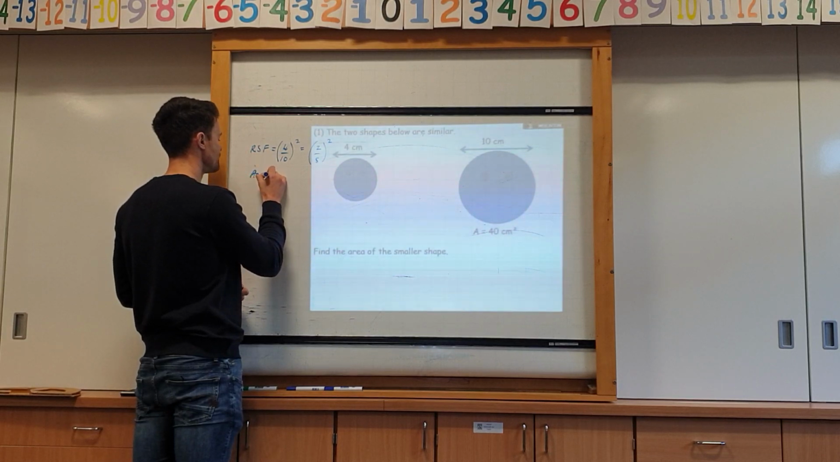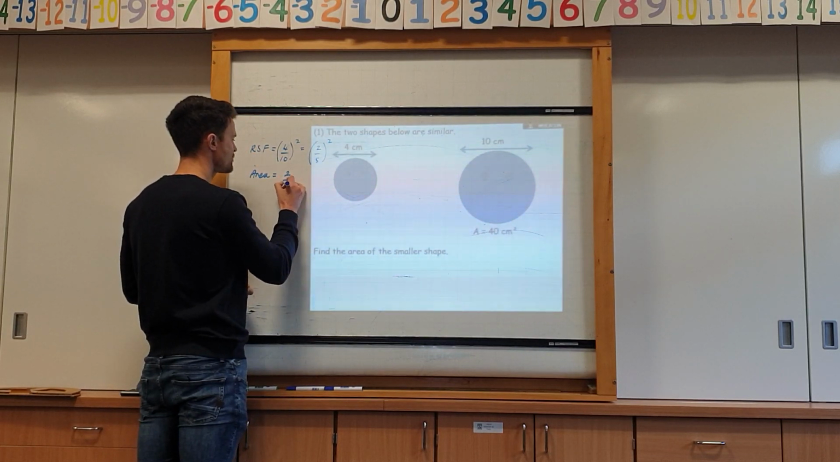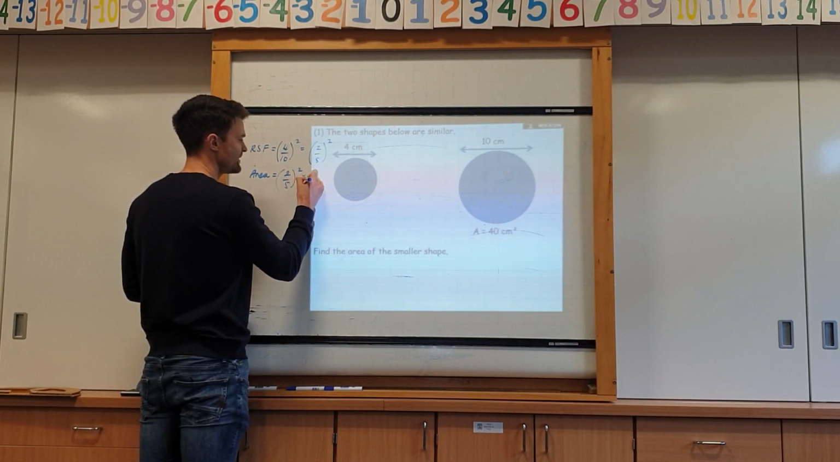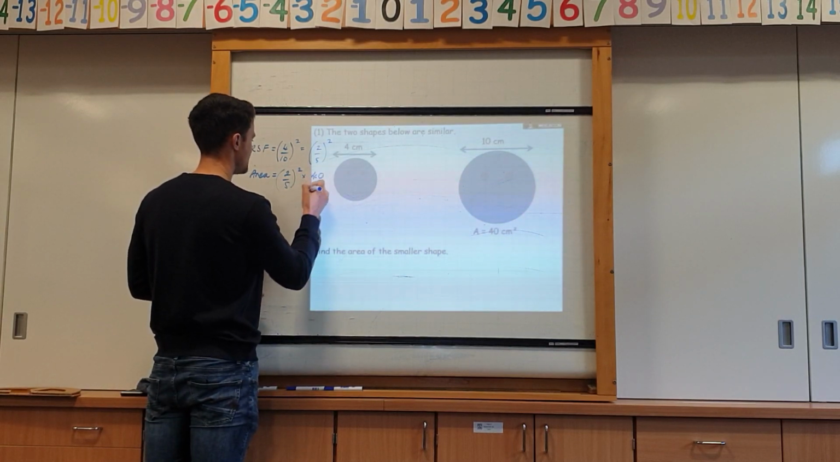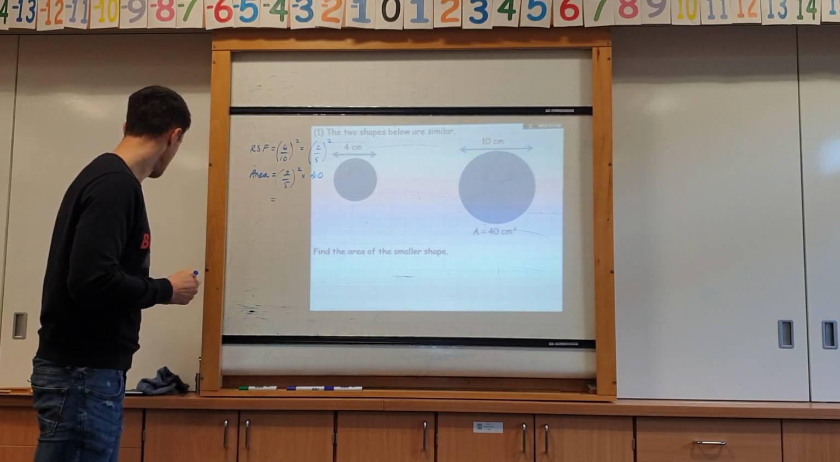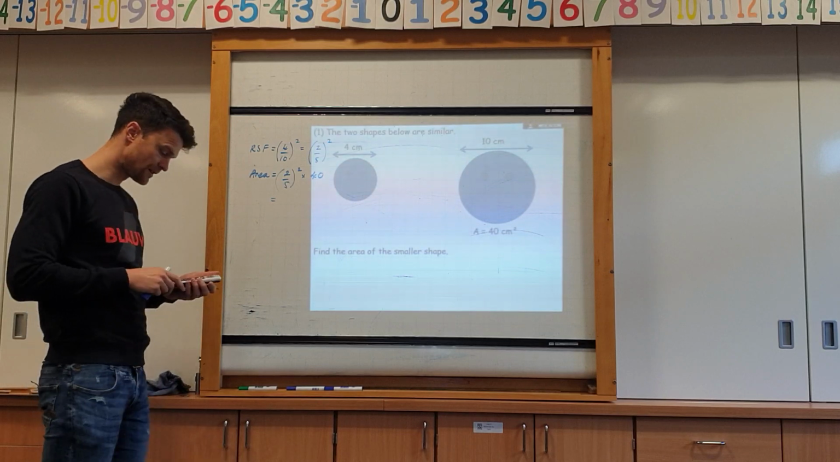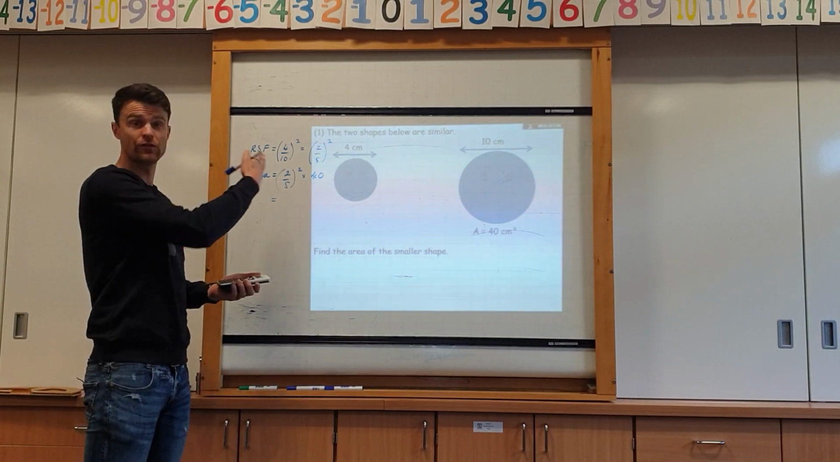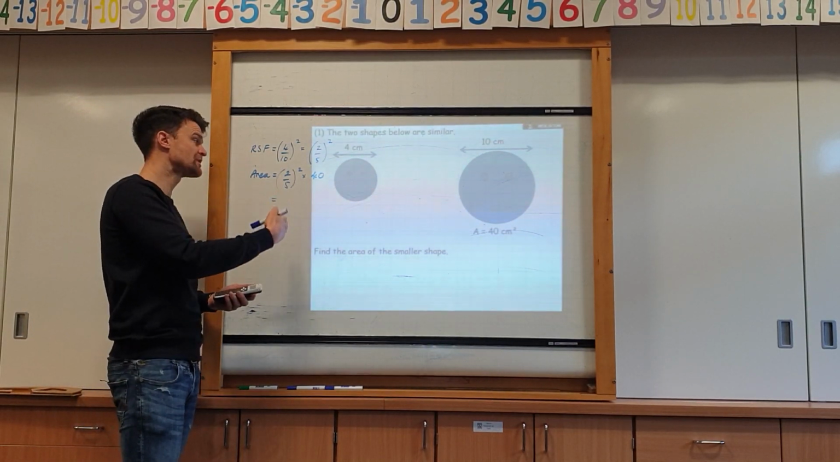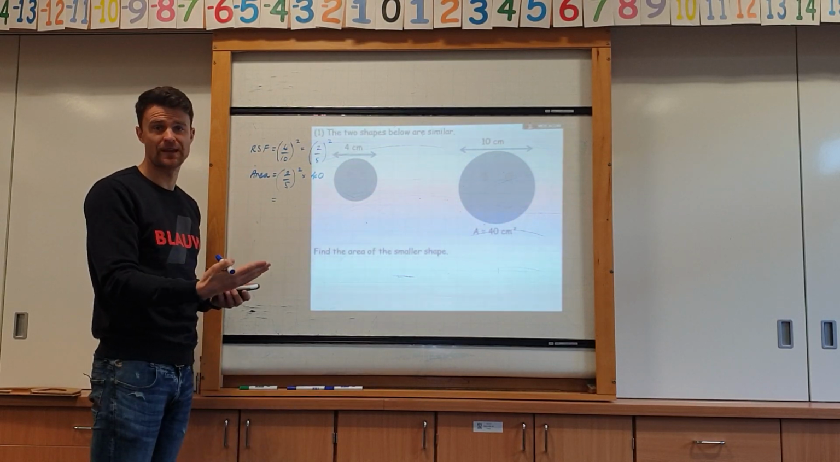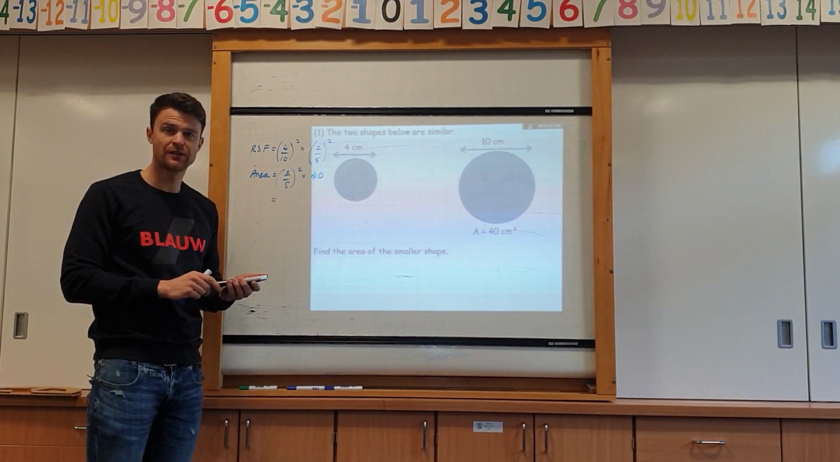So for the smaller area we'll be looking for the reduction scale factor, 2 over 5 squared, times the bigger area, which is 40. Right, okay then, so let's just put this in the calculator and see what it comes up with. Again, if you've got the fractions button in your calculator, use that: 2 over 5, square that fraction, multiply it by 40, and you'll get the correct answer.